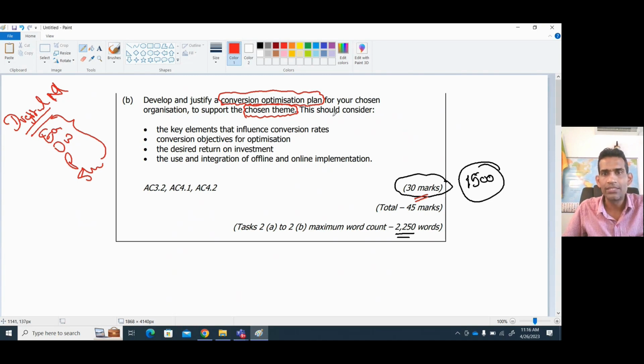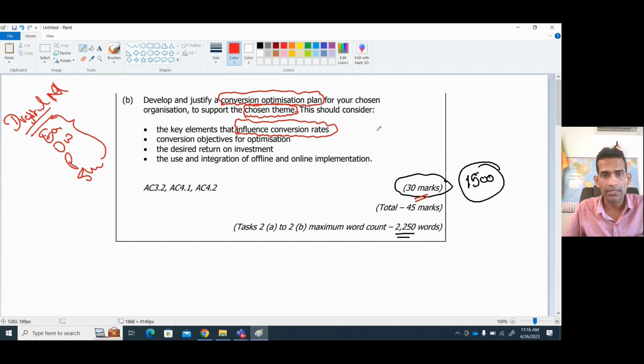Your answer should consider the key elements that influence the conversion rate. So what are the things that influence the conversion rate? You need to identify how they might influence your conversion rate. To increase the conversion rate, what will happen? What motivates people to get converted as customers?